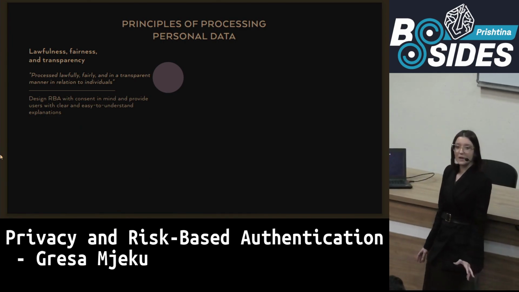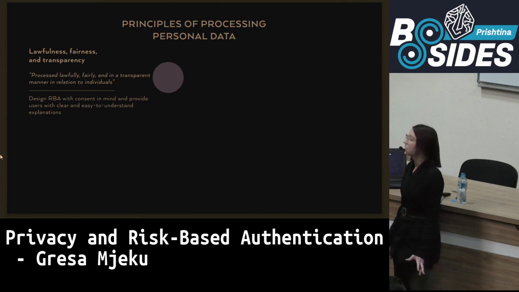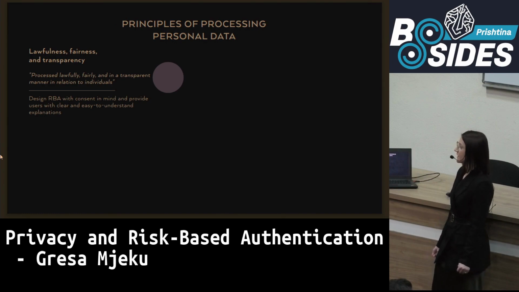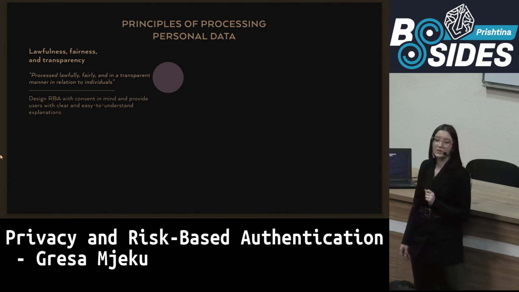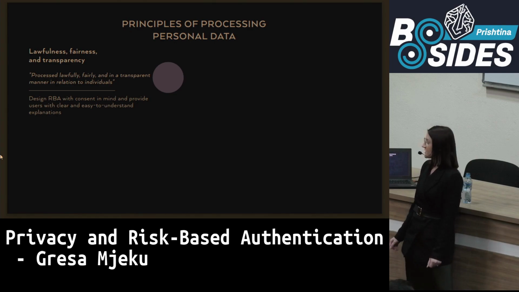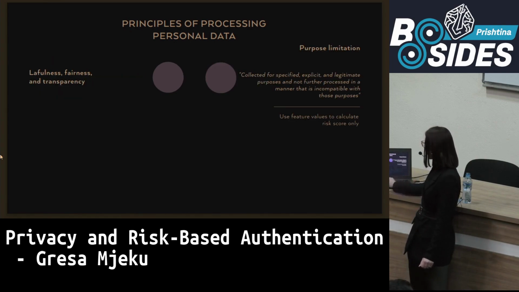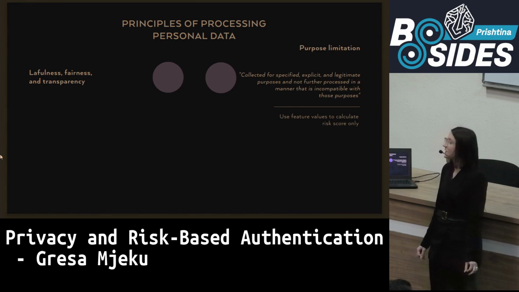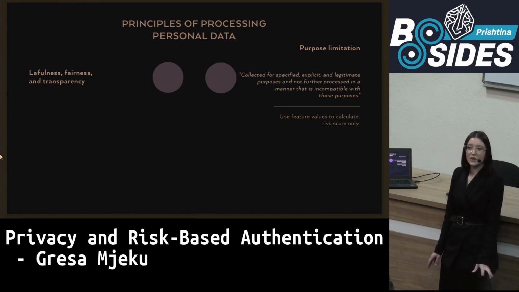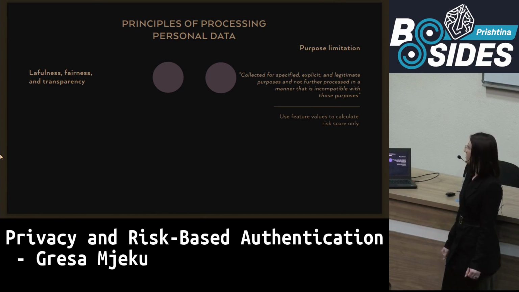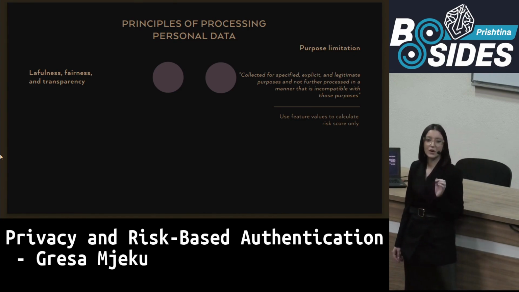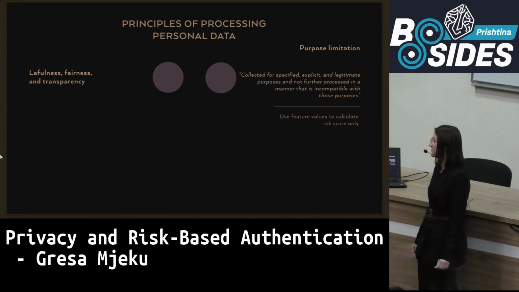To process personal data, we must have a lawful basis for processing, but we also should be fair and transparent with the user. What this means in the RBA context is that the design of RBA should be with consent in mind. Why? To provide users with clear and easy to understand explanations. The second principle is purpose limitation. Personal data shall be collected for specific, explicit, and legitimate purposes, and no further processing incompatible with the first purpose is allowed. What this means in the RBA context is that the feature values can only be used to calculate the risk score itself.